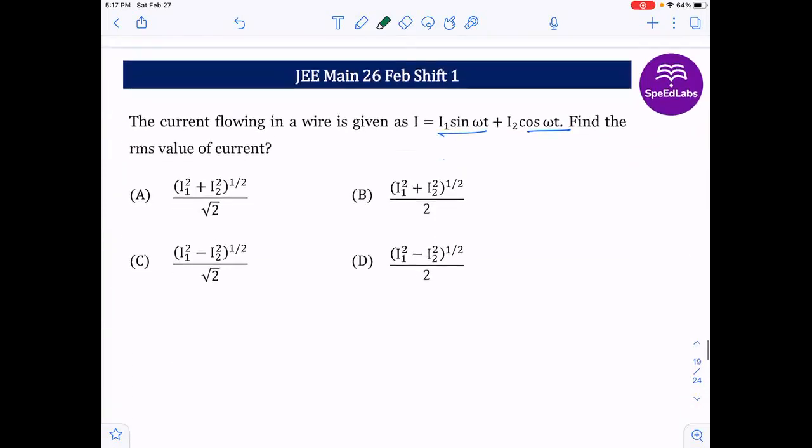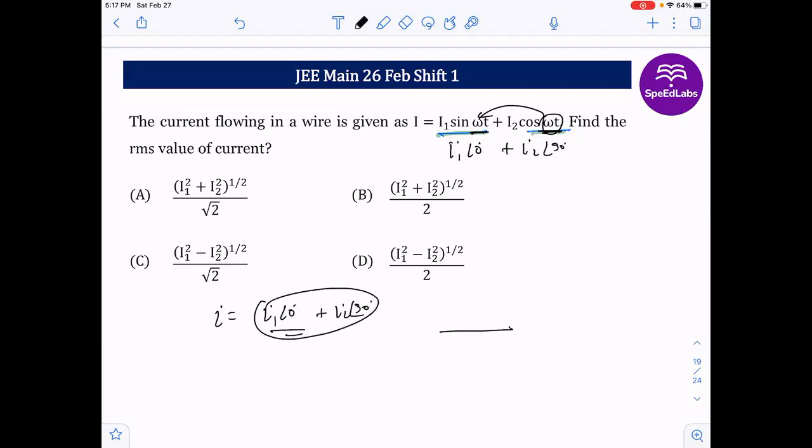Next, if you are given such type of current, two currents are adding in this discussion. By the help of phasor diagram, I1 is at 0 degree and I2 is at 90 degree. These are two phasors. This is sin omega t, this is cos omega t, and cos omega t is 90 degree ahead of sin omega t. Can we add them? Yes, sir, surely I1 and I2.